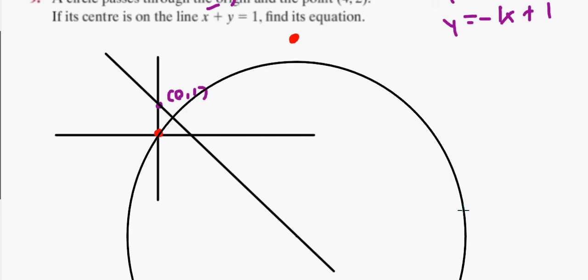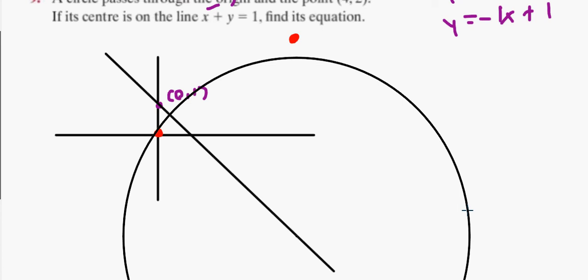I'm just not reaching that one as quickly as I'd like. 4, 2. For argument's sake, that's 4, 2. Is that alright? Does that fit the description of your question? The centre is on the line, yeah? And both points are contained within the circle. So what type of question is this is what we're getting at.